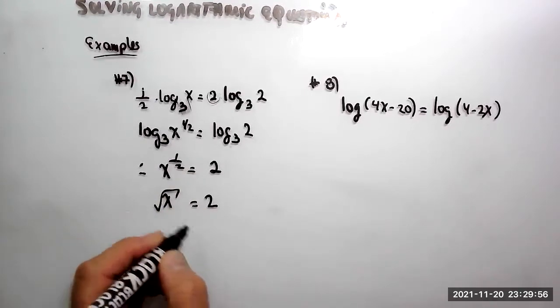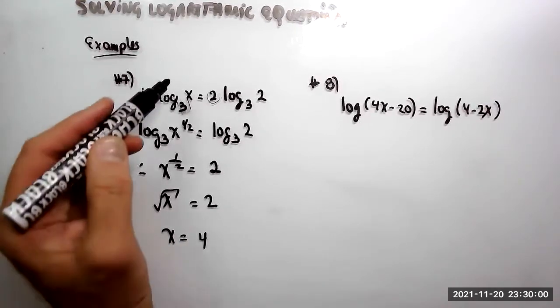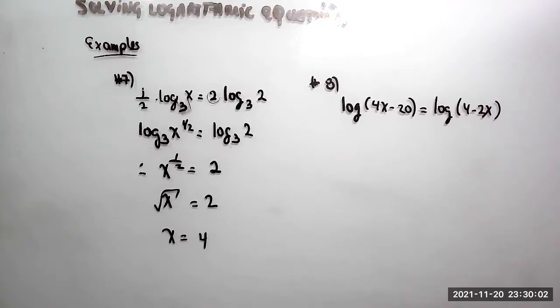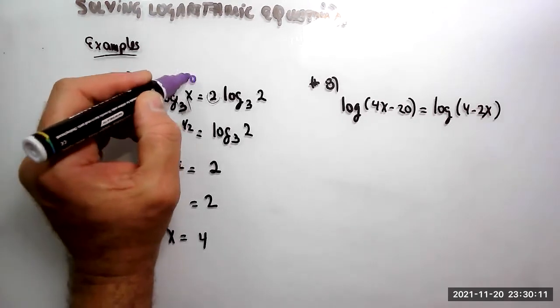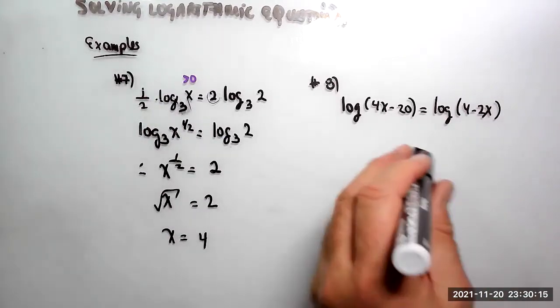How do I solve for x? We can square, so therefore x equals 4. Notice that when I punch in 4 in the original equation, we'll be finding the log base 3 of 4, so we have not broken any rule. Just to recall, what is the rule? The arguments must always be greater than 0. After all, that is your domain.